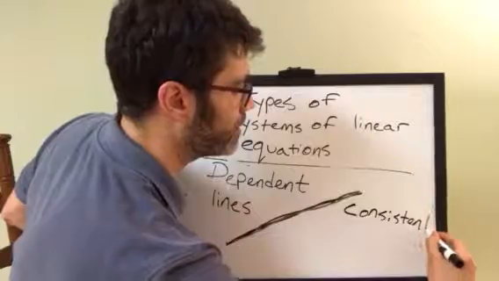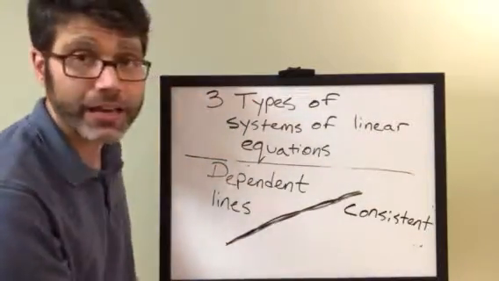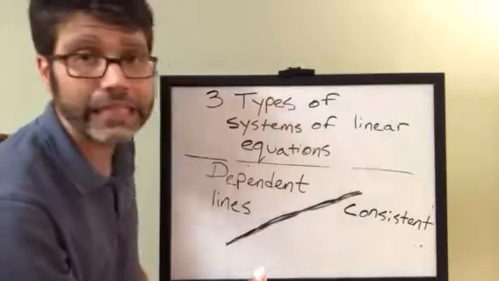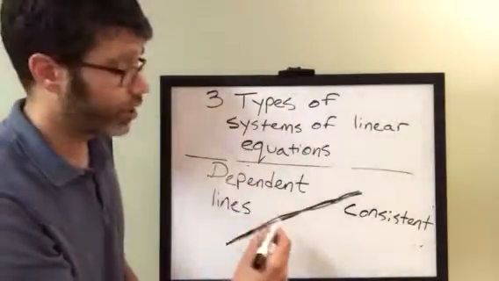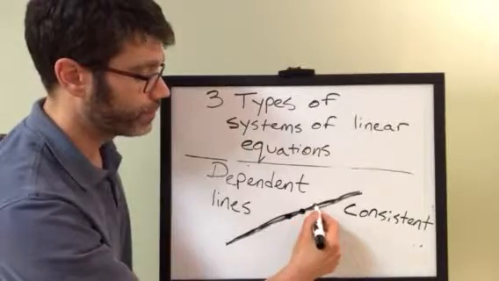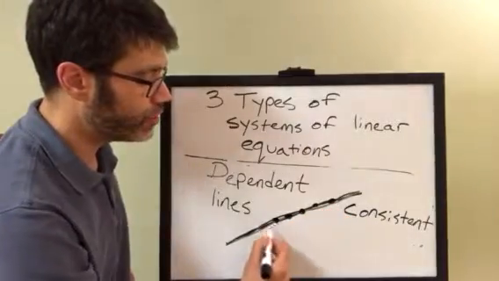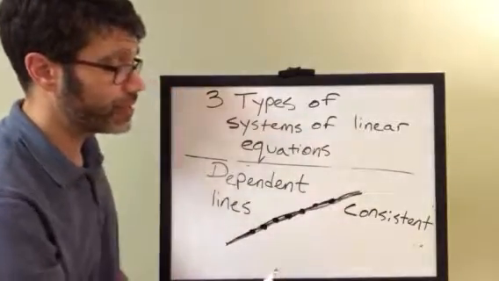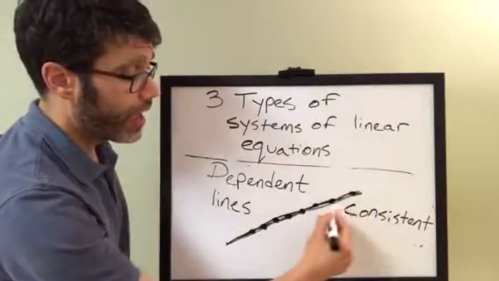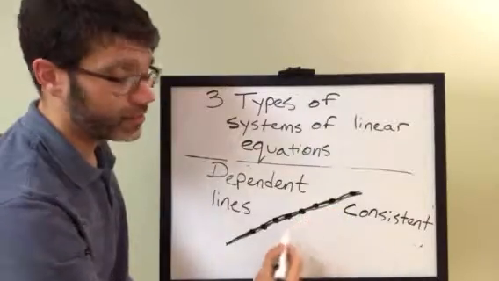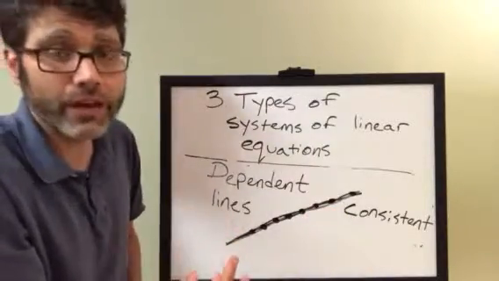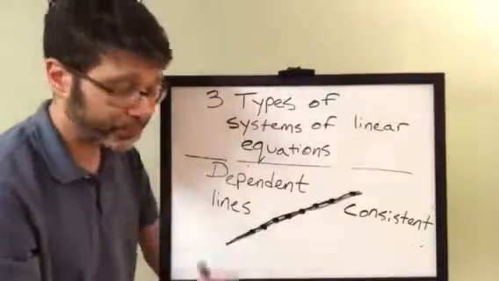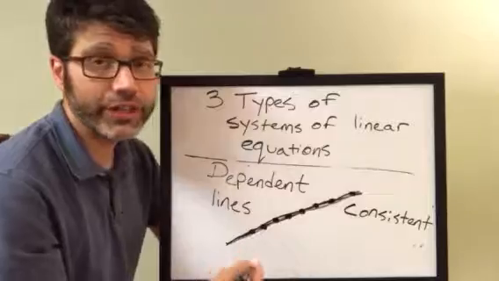Consistent. This is a consistent system because, as we said before, consistent means they share at least one common solution point. So they're consistent because they do share, in fact, at least one. They're consistent because they have all of these points in common. In fact, even just one point in common would be enough to make it consistent. But it is consistent here because they do share at least one point.